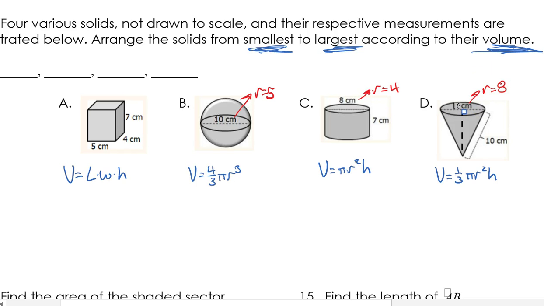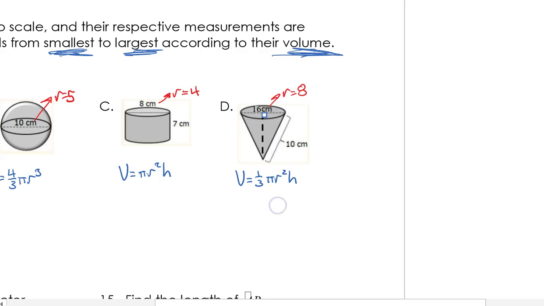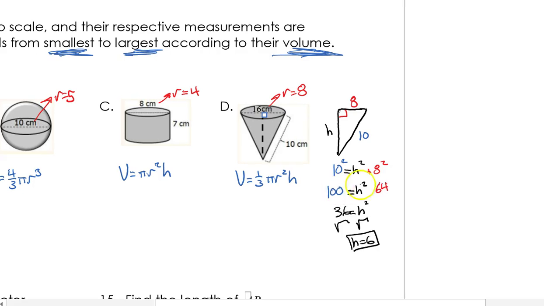We don't know the height, though, here, so let's take a moment and see what we can do about this. Redrawing this scenario, we see that we have a radius of 8, a slant height of 10, and our height being unknown. To help us find the height value, we're going to use the Pythagorean theorem, which setup is 10 squared is equal to h squared plus 8 squared, or 100 equals h squared plus 64. Solving this down for h, we get h is equal to 6.